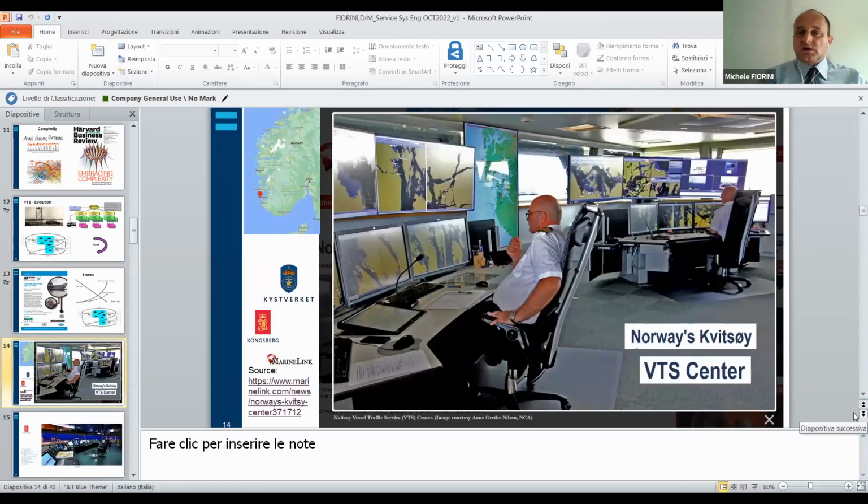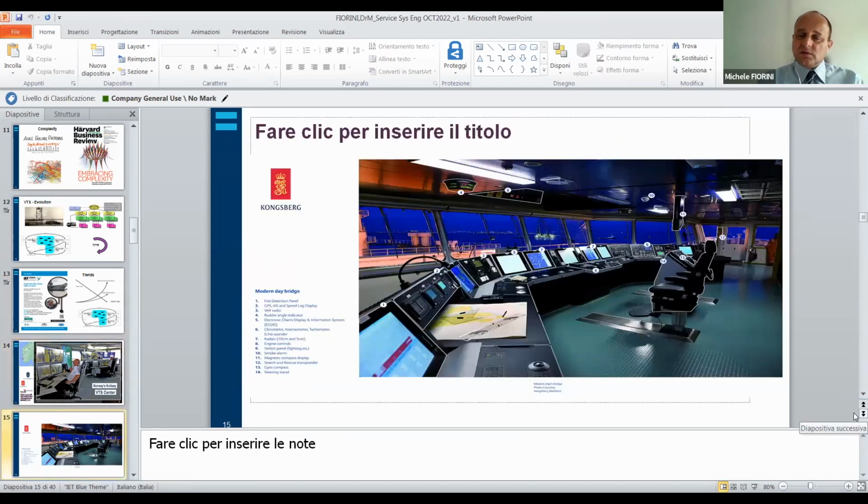In fact, if you look at some modern systems, this is an example of vessel traffic services in Norway. You can see the number of screens and the amount of digital information present there. That is, let's say, the shore side of our system. At the same time, if you go inside a modern ship, you will have something like this nowadays, which is much more like a modern video game or whatever digital application.